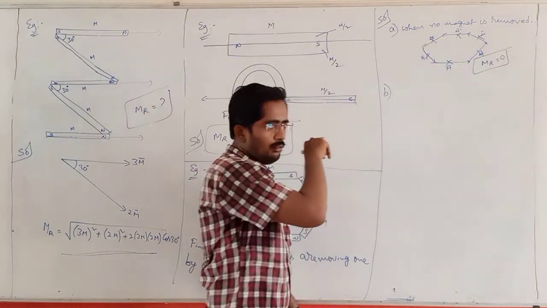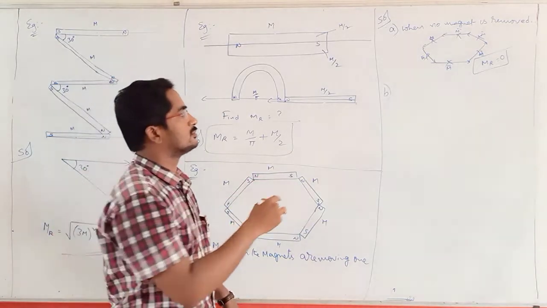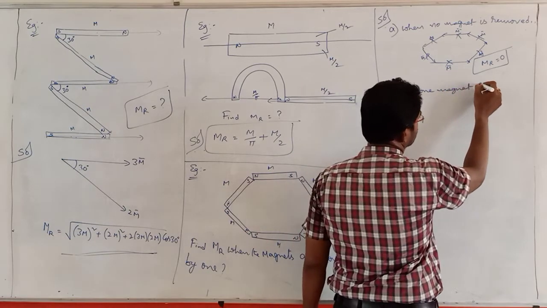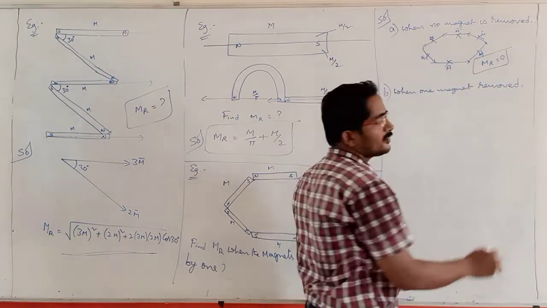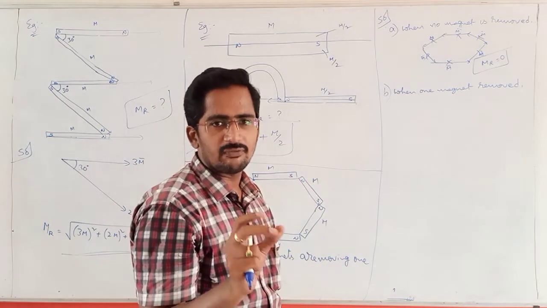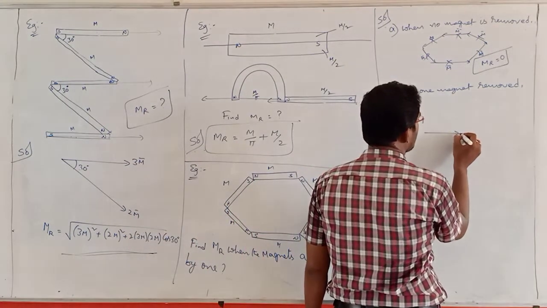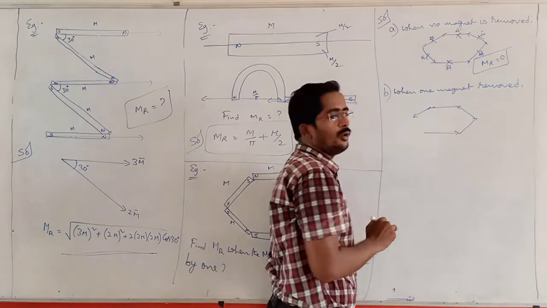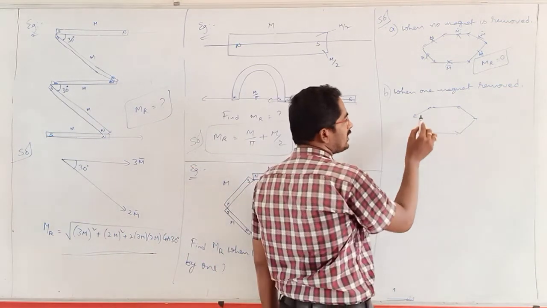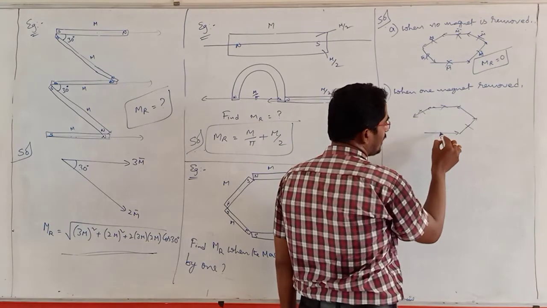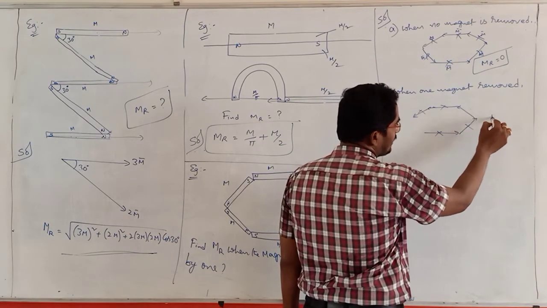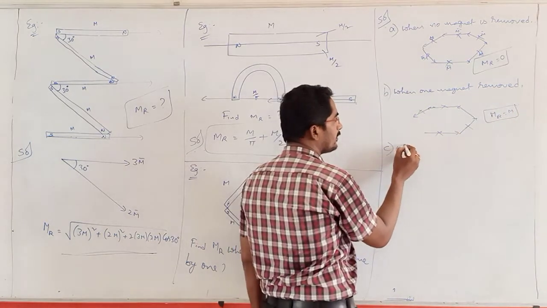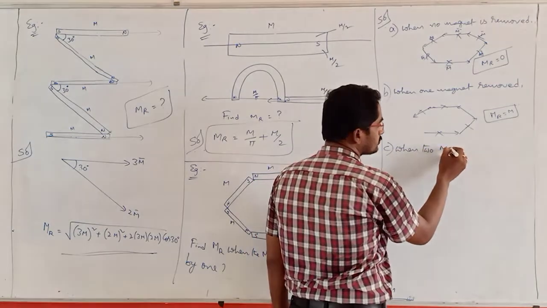Second, one magnet removed. When one magnet is removed, how many are remaining? 5. Those 5 magnets are which? 1, 2, 3, 4, 5. One magnet removed. Then these 4 cancel. Only one remains. So by that, the resultant moment is equal to M only.